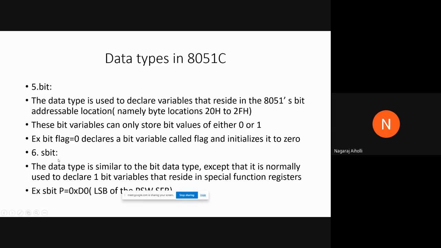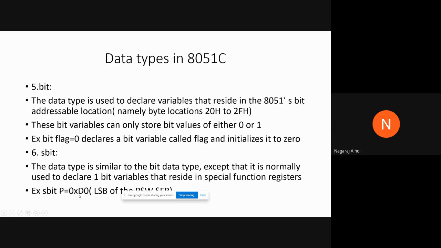Next, sbit. The full form of sbit is special bit, and as the name indicates, it is meant for the bits of the special function registers. The data type is similar to the bit data type, except that it is used to declare 1-bit variables that reside in special function registers. For example, sbit P equal to 0xD0. This represents the least significant bit of the program status word register.